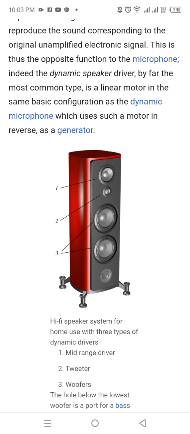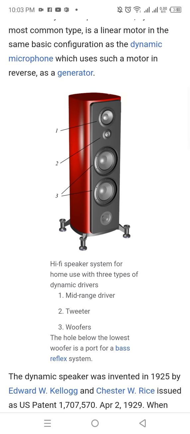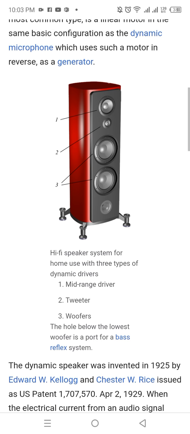Hi-Fi speaker system for home use with three types of dynamic driver. Number 1, mid-range driver. Number 2, tweeter. Number 3, woofers. The hole below the lowest woofer is a part of a bass reflex system.